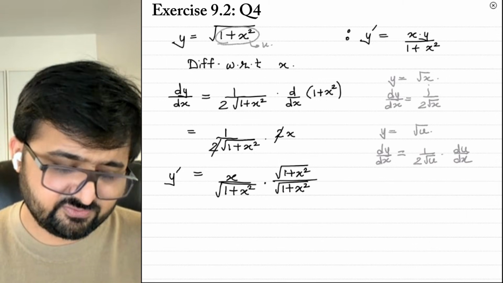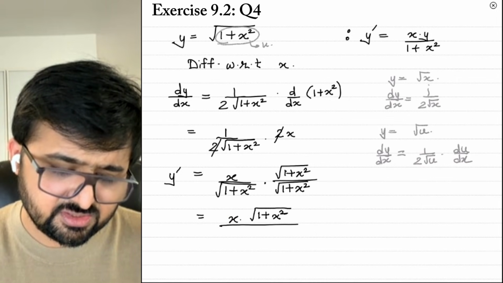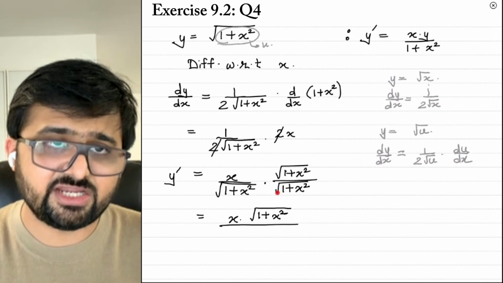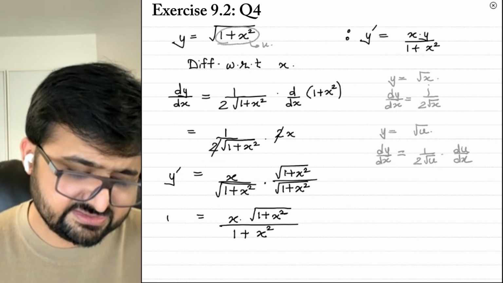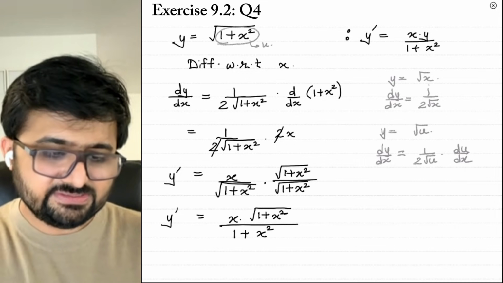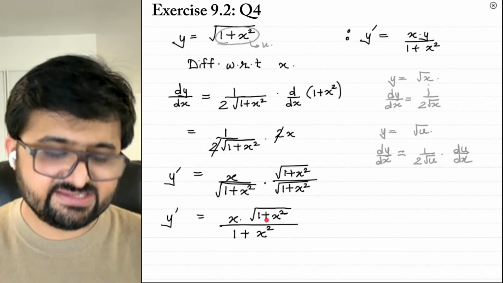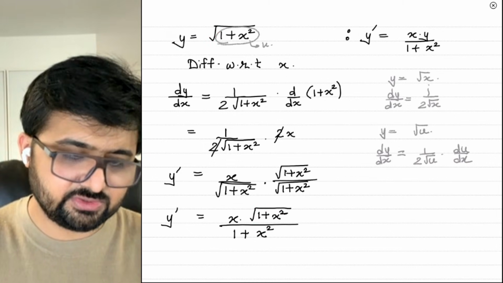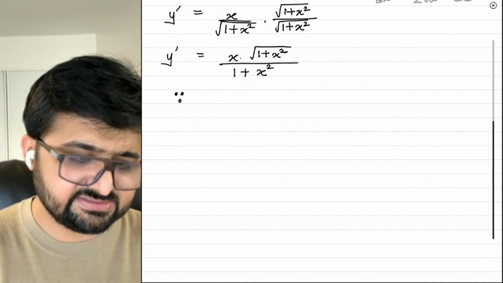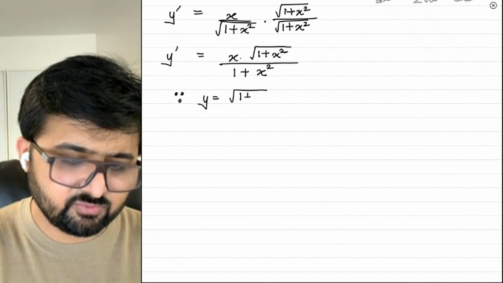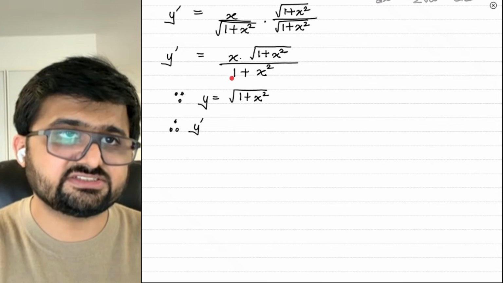So this times this will give you x times square root of 1 plus x square. So square root of 1 plus x square multiplied by square root of 1 plus x square is nothing but 1 plus x square. And that is your y dash. Notice that this square root of 1 plus x square is nothing but your original equation, which is y. So since y is equal to square root of 1 plus x square, you can just replace the square root of 1 plus x square with y.